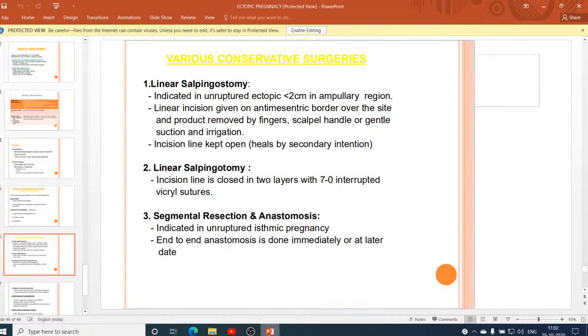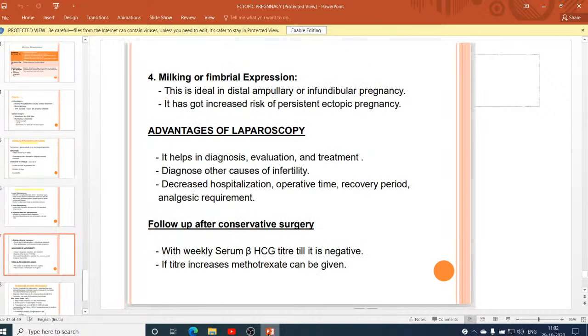Okay. Linear salpingotomy, incision line is closed in 2 layers with 7-0 interrupted vicryl suture. Segmental resection and anastomosis. What is that? Indicated in unruptured isthmic pregnancy. Remember, salpingostomy is done in the ampullary region, and segmental resection is done in isthmic pregnancy.